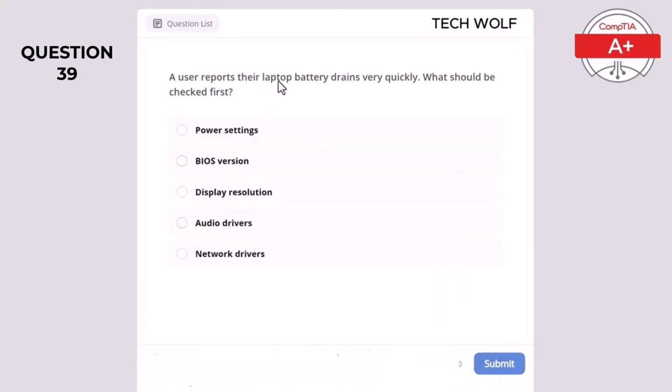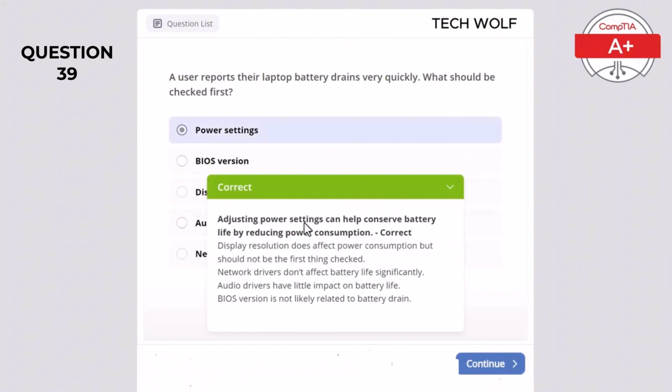A user reports their laptop battery drains very quickly. What should be checked first? Power settings, BIOS version, display resolution, audio drivers, or network drivers. The correct answer here is you should check power settings. Adjusting power settings can help conserve battery life by reducing power consumption.